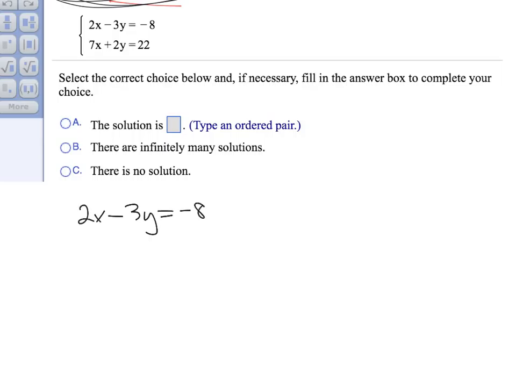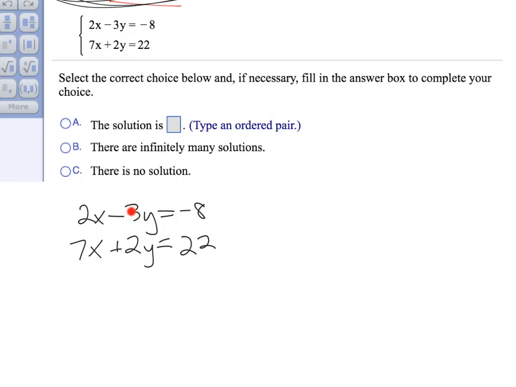So there's our first one, 2x minus 3y is equal to negative 8, and then we have 7x plus 2y equals 22. And do we have opposites? Nope. But we do have opposite signs right here. So that's the start. So what I'm going to do is kind of a little trick.